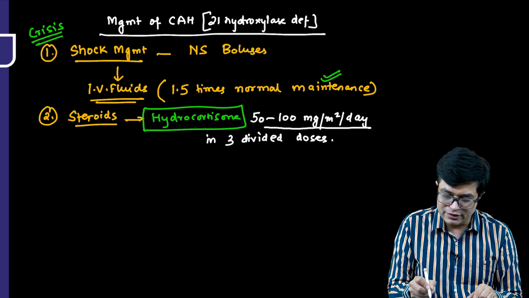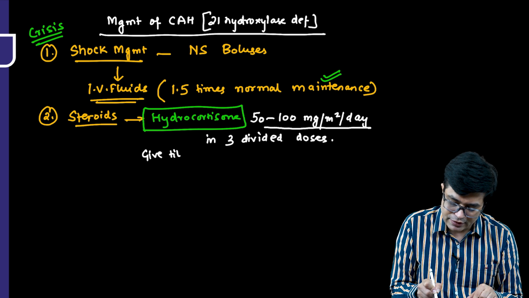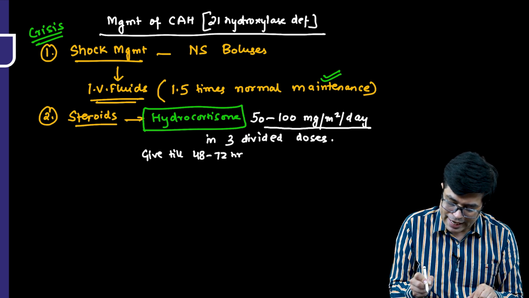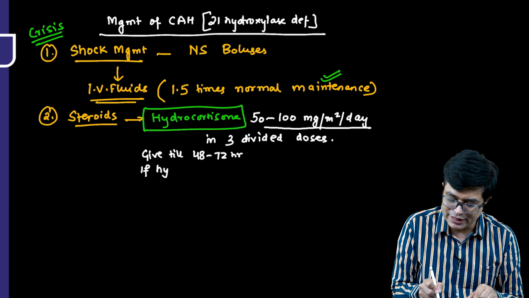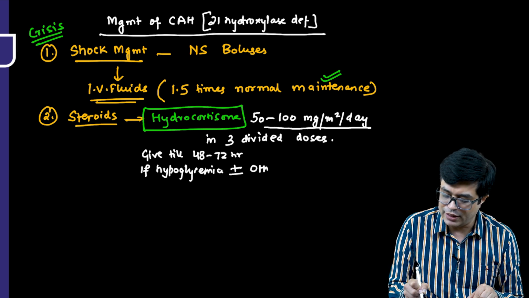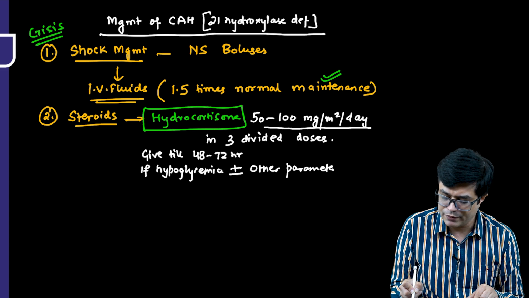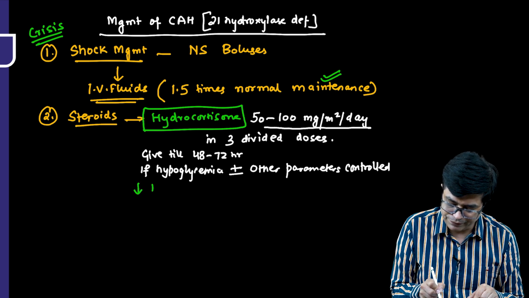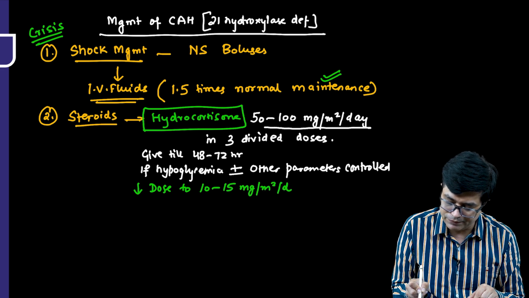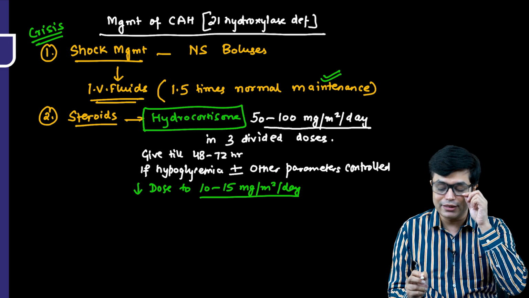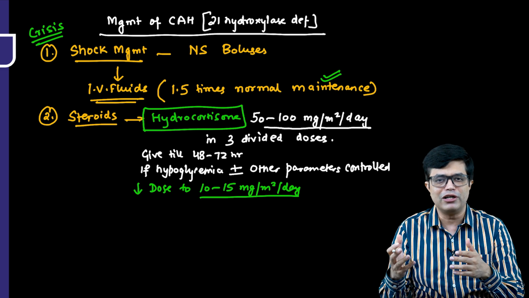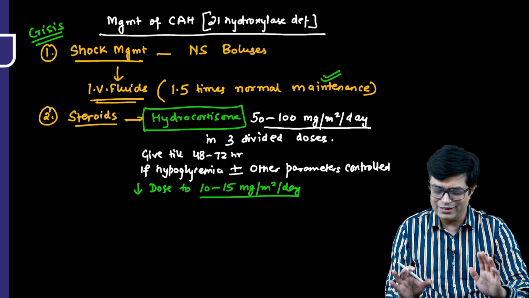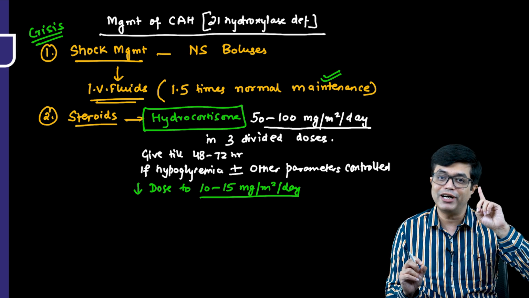Hydrocortisone, you will give it like this, you will give till 48 to 72 hours. And once symptoms are controlled, if hypoglycemia and the other symptoms, plus minus other parameters, whatever parameters you are following, they are controlled, then you will decrease the dose. You will decrease the dose to a maintenance dose of 10 to 15 milligrams per meter square per day. If you read Nelson 22nd edition, Nelson gives a range of 12 to 15. So 10 to 15, 12 to 15 is just a matter of expression. Basically, you reduce the dose by 1/3 of what you had originally started.